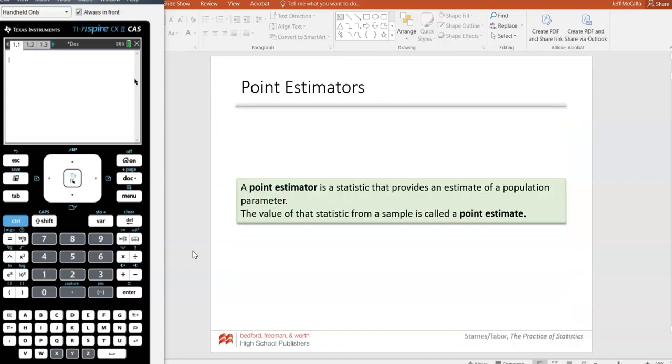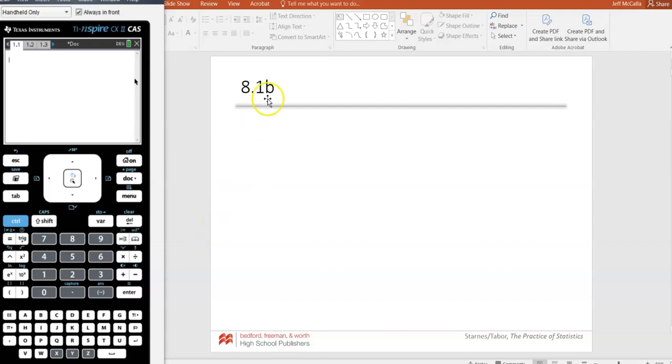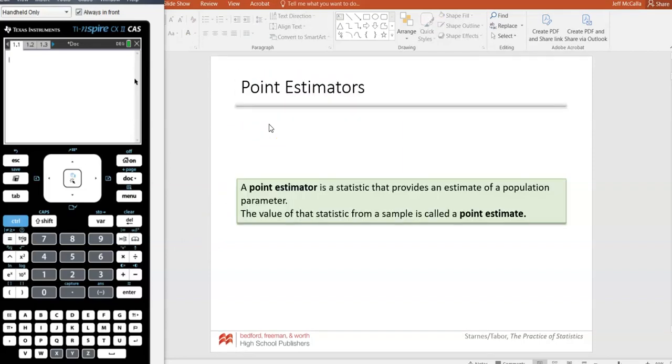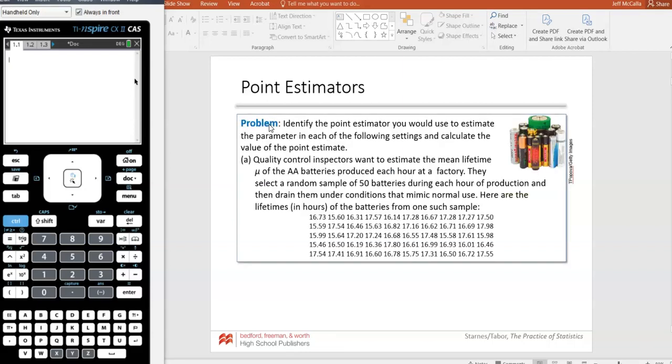So that should be 8.1a right there. There we go. Okay, what's a point estimator? We've talked about a point estimator before. It's a statistic like p hat or x bar that's making an estimate about the population parameter like mu or p. So the value of that statistic is called the point estimate. So the point estimator is giving us a point estimate, so to speak.